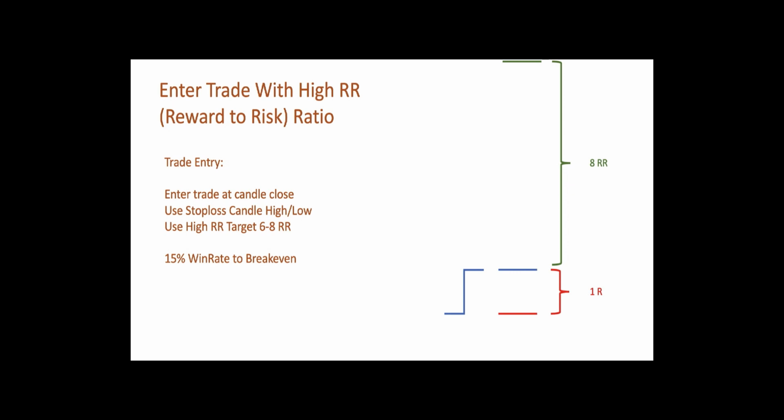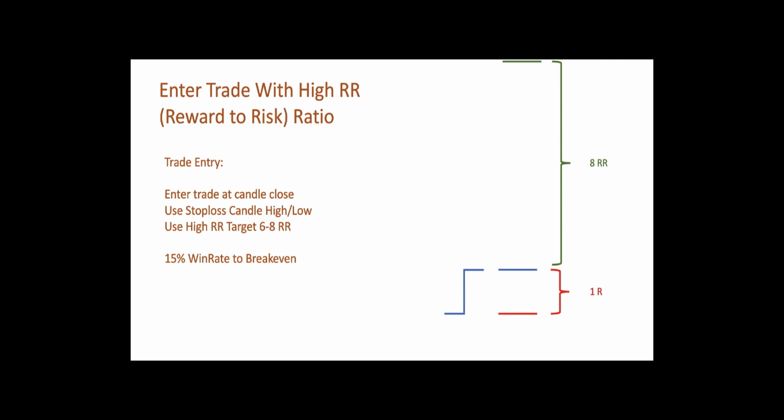In essence, achieving an 8-to-1 reward-to-risk ratio, where we only risk 1 and aim to gain 8 times our risk, is highly beneficial. Even if we win only 1.5 times in 10 trades, we can still break even or even make a small profit. This underscores the importance of having a good risk-to-reward ratio in our trades.